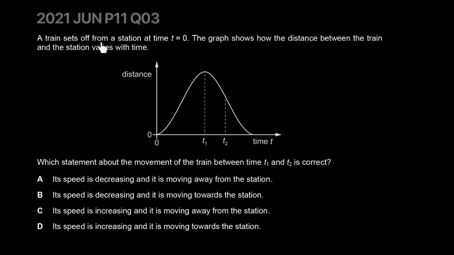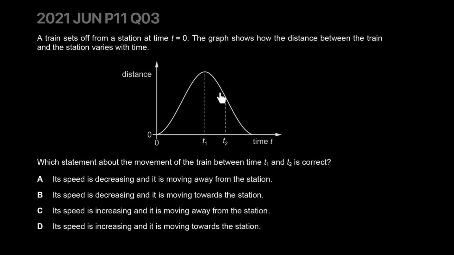A train sets off from a station at time equals 0. The graph shows how the distance between the train and the station varies with time. So we see that the distance is increasing. What's interesting is it starts at the train station distance.